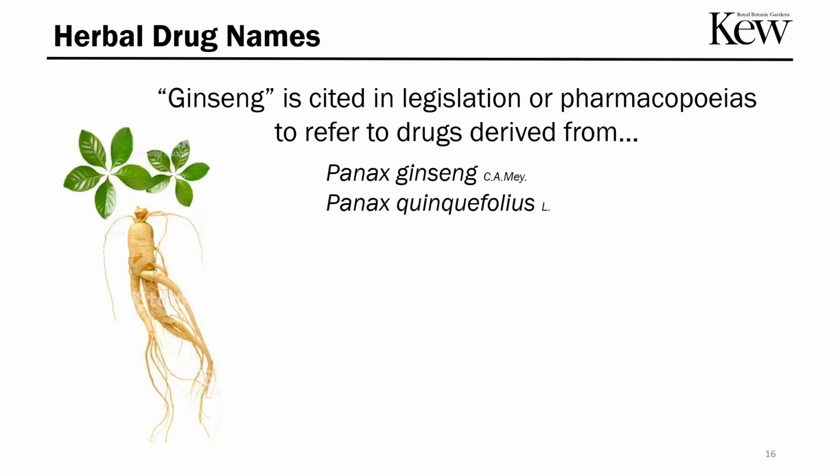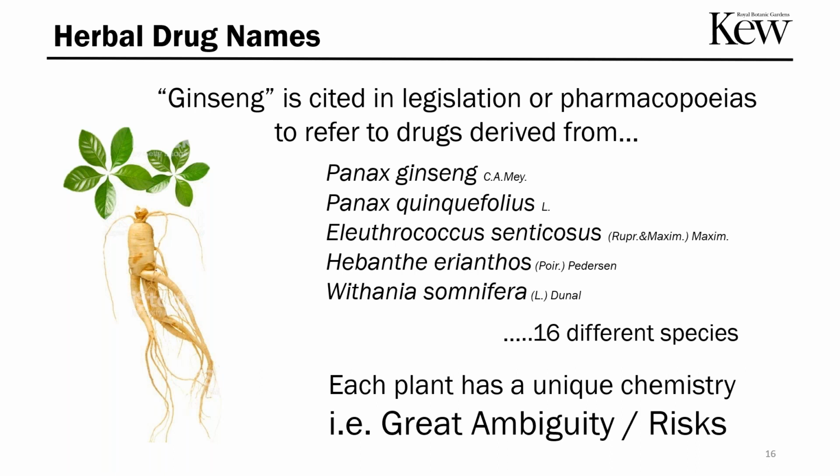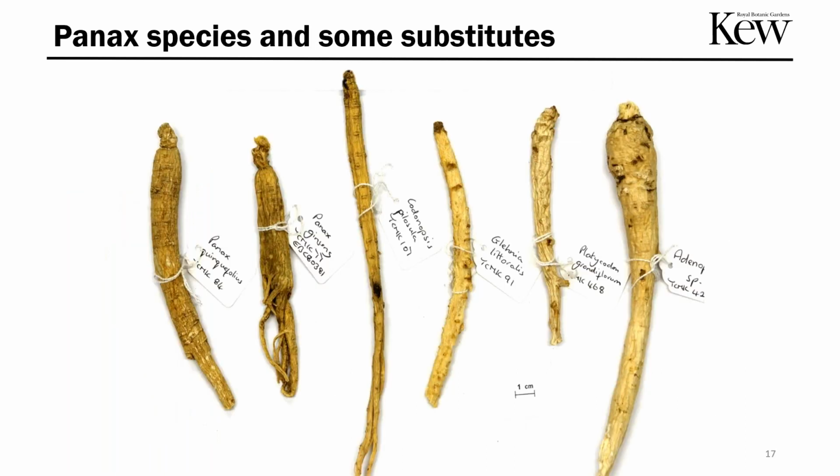And our work has exposed that there are products on the market derived from Panax quinquefolius, also from Eleutherococcus senticosus, from Hebanthe erethes, from Withania. Indeed, in the US, there are today products on the shelf called ginseng, which are derived from 16 different species of plant. They, of course, have different unique chemistries and thereby are some potential risks to your health. And these plants, of course, look very like one another when you're looking at dried roots.